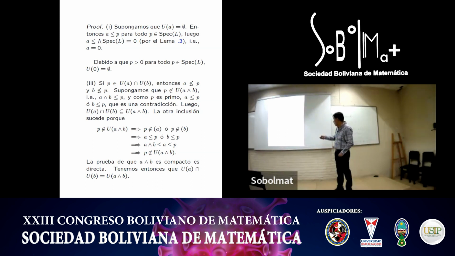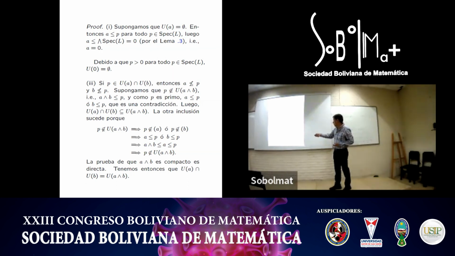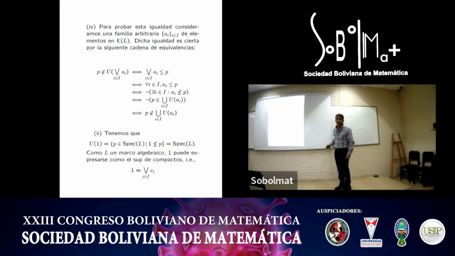Oh, but if we just take one of these two, the infimum is always less than or equal to A, and also less than or equal to B, right? El ínfimo de dos elementos siempre es menor o igual que cualquiera, es una cota inferior. And therefore, we have this one. So P is not in U of A infimum B, and there we go. All right.